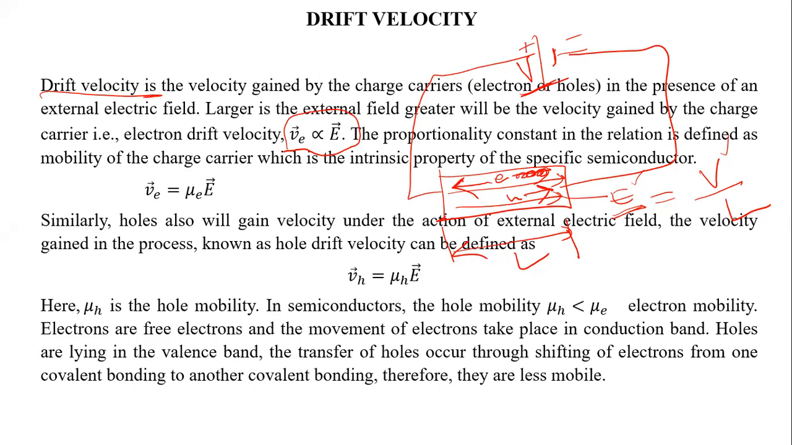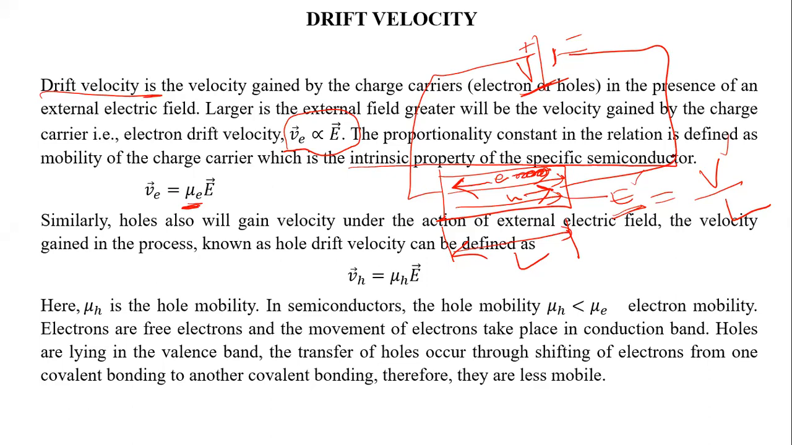Therefore we see that this is directly proportional, and the proportionality constant is called the mobility of that particular charge carrier. Mobility is an intrinsic property of the particular semiconductor. It is a measure of how quickly the electrons can move under the action of an external field. So this is an intrinsic property of a specific conductor.